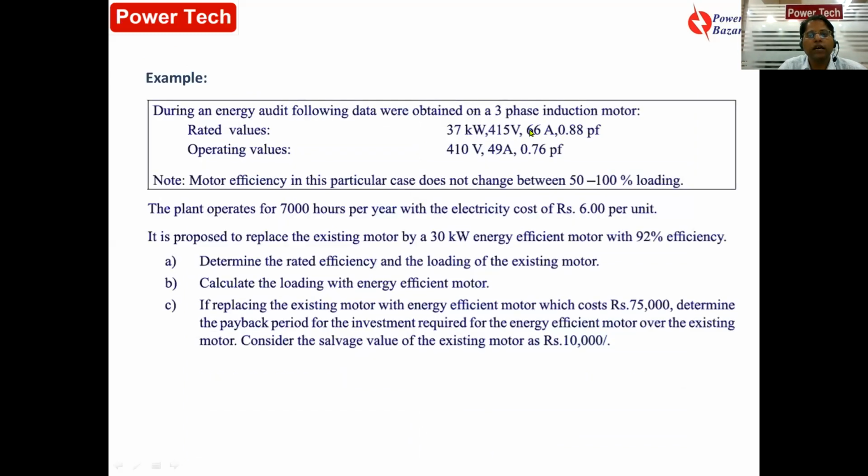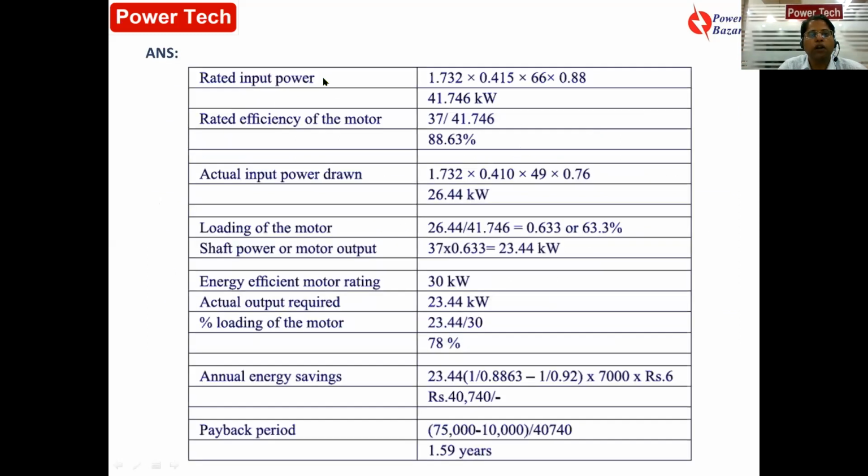415 volt, 66 ampere, 0.88 power factor. So rated input power is root 3 VI cos phi, which is 41.746 kilowatt. That means for delivering the rated output, we need this much power. Now, what is the rated efficiency of the motor?